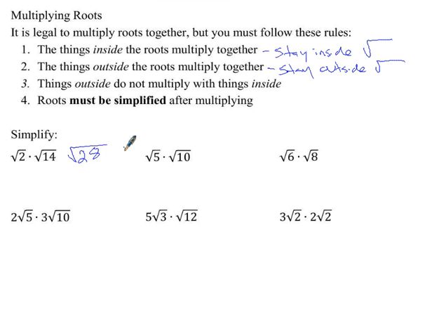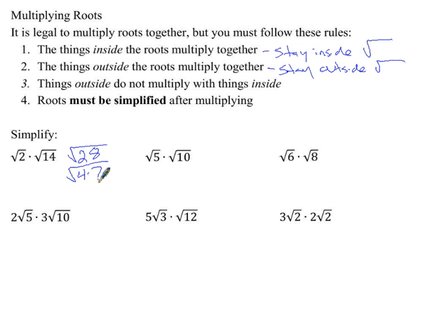Those 2 things were under the square root. We can multiply them together, and they stay under the square root. Now, we have to simplify the square root of 28. Is there a perfect square that goes into 28? 7 times what? 4. 4 is a perfect square that goes into 28. That's the biggest perfect square that goes into 28, so I'm going to write the square root of 4 times 7.